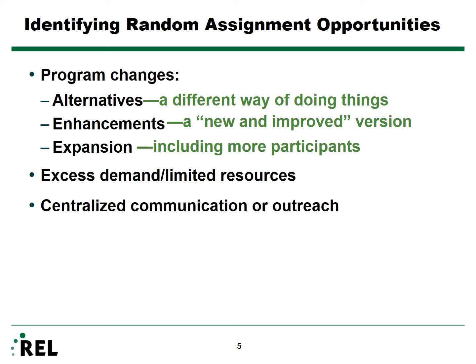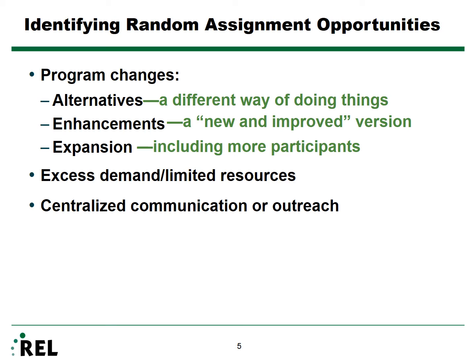A second type of opportunity is excess demand, or, put another way, limited supply. This might be the most obvious opportunity. If you have something that is being implemented, but not enough resources to serve everyone who is interested, you have a great setup for implementing an experiment to figure out if the policy or practice in question is effective, and therefore worth trying to find additional resources to serve more participants.